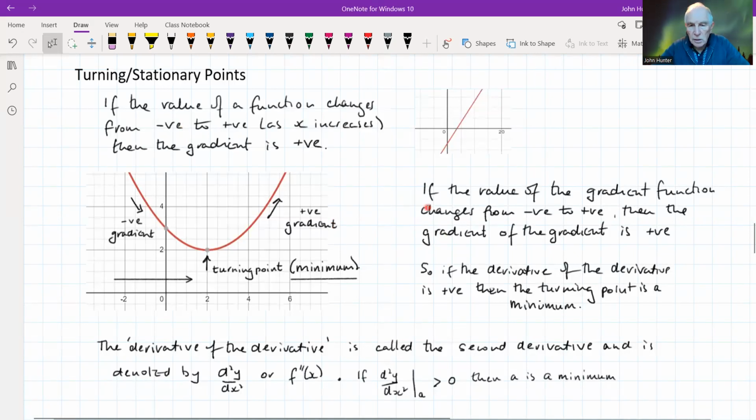Right, so let's just take this a stage further. If the value of the gradient function changes from negative to positive, that's what we've got here with this curve. Got a negative gradient down there. Obviously, it's changing in terms of its value, but it is negative all the way here, and it's positive here. So if the value of the gradient function changes from negative to positive, then the gradient of the gradient is positive. You might want to pause the video and get your brain around that, but just take that as it says. So therefore, if the derivative of the derivative is positive, then the turning point is a minimum.